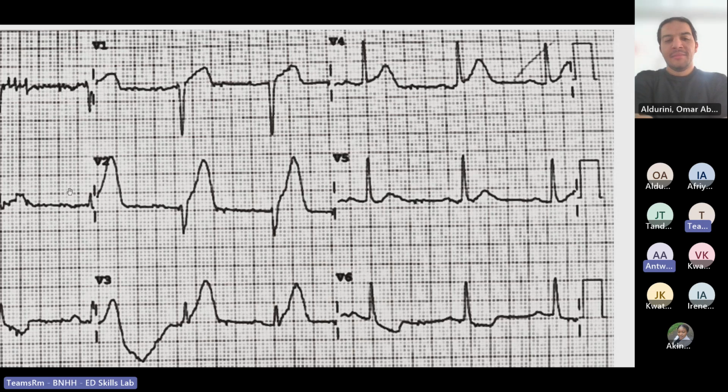So, I'm looking at V1 now. In V1 there is ST elevation there. In V2 the same. And then in V3, there is T wave inversion and then ST depression. That's what I'm looking at. This complex, so we will judge these two complexes.